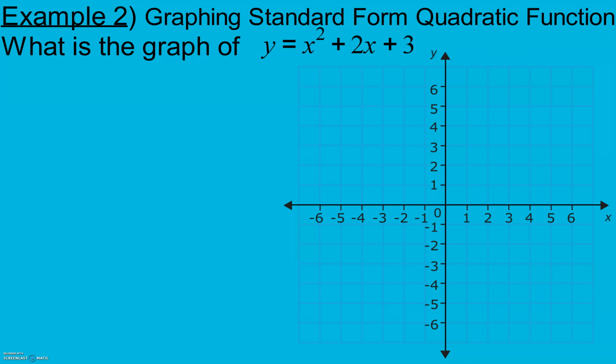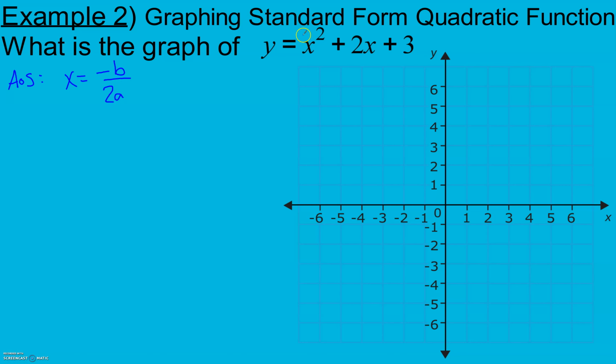Example 1 had to do with table of values and a graphing calculator, which we don't have, so we're going to skip that and go right to example 2. Here we're going to graph a standard form quadratic function. So different than vertex form, if I look here, I don't have it in vertex form, so I can't pick out my translations. When it's in standard form, we have to find our axis of symmetry. And in order to do that, we find negative b over 2a.